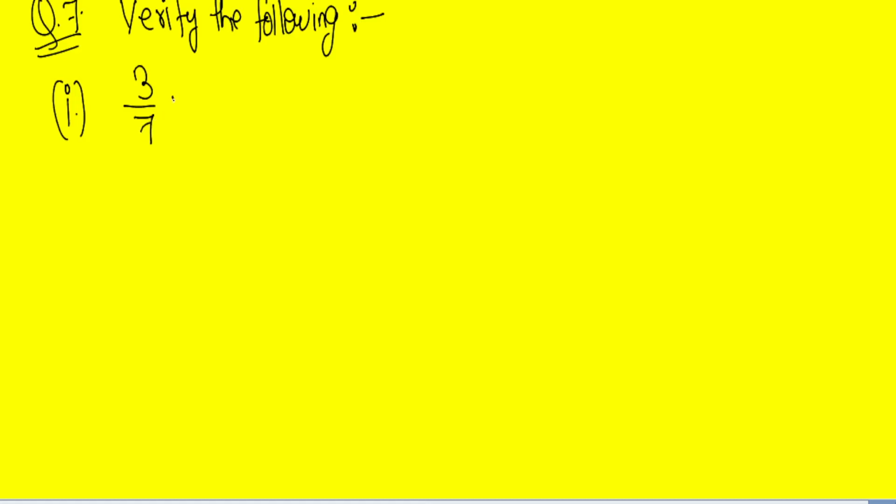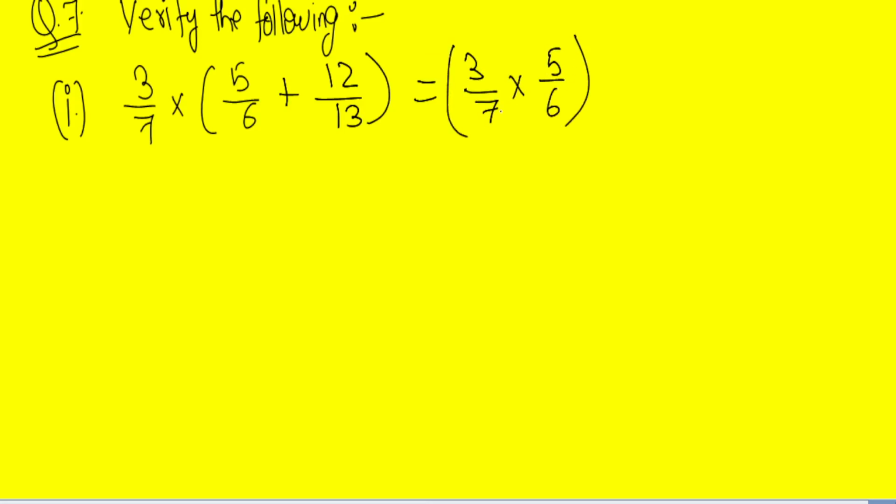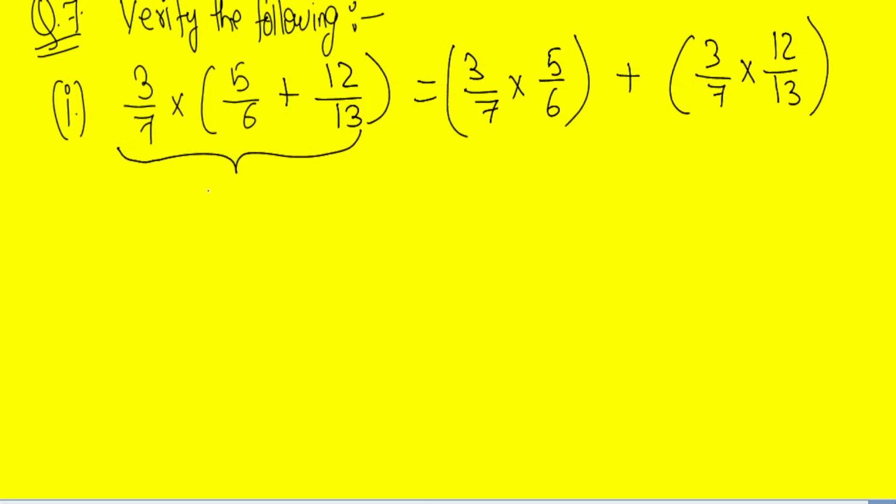3 upon 7 multiplied under bracket 5 upon 6 plus 12 upon 13 is equal to 3 upon 7 multiply 5 upon 6 under bracket plus under bracket 3 upon 7 multiply 12 upon 13. This we have to verify, that the value that comes from this expression is equal to the value that comes from this expression. This is what we have to do here.